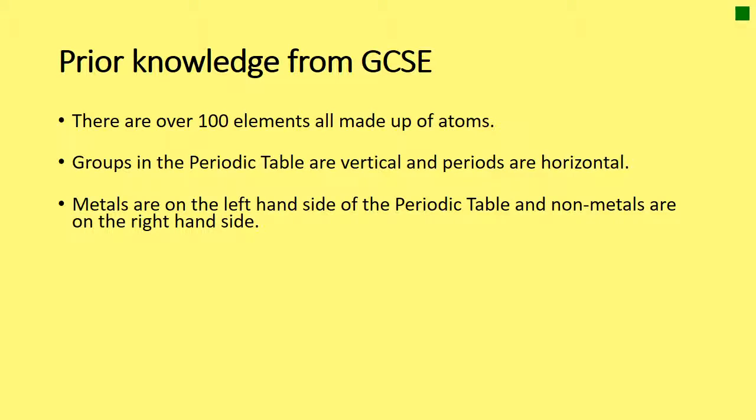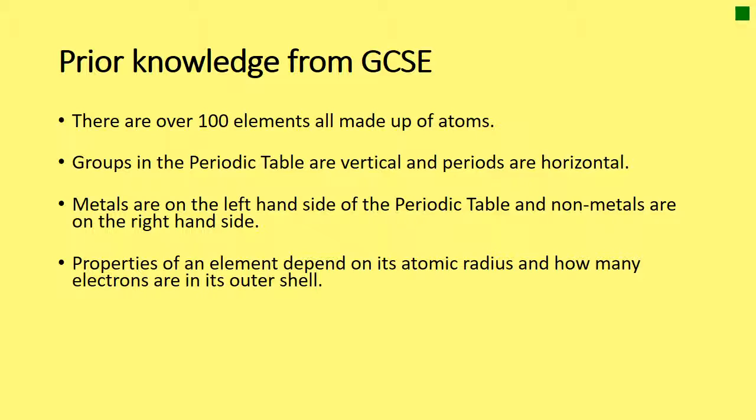The groups are groups of similar elements with similar properties, and the periods all have the same number of shells. And we know from GCSE that metals are on the left-hand side. They're about 2/3 to 70% of the elements in the periodic table, whereas on the right-hand side you have the non-metals, about 1/3 of the elements. And we can say something about the properties of an element. Those properties depend on things like atomic radius and how many electrons are in the outer shell.